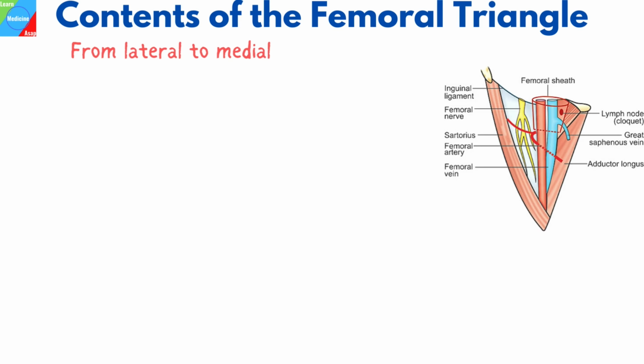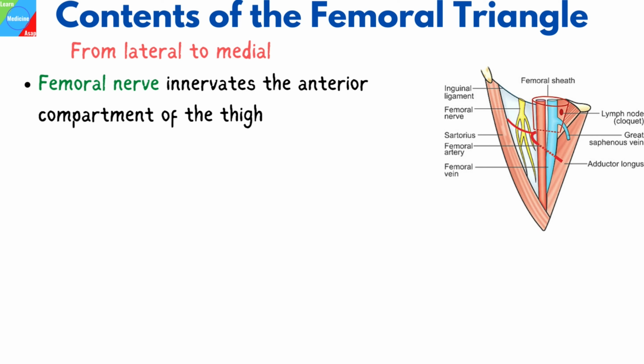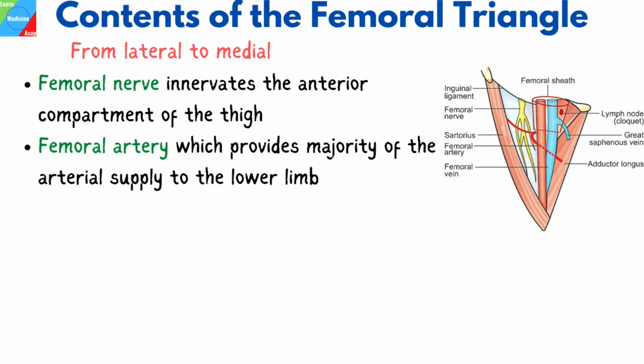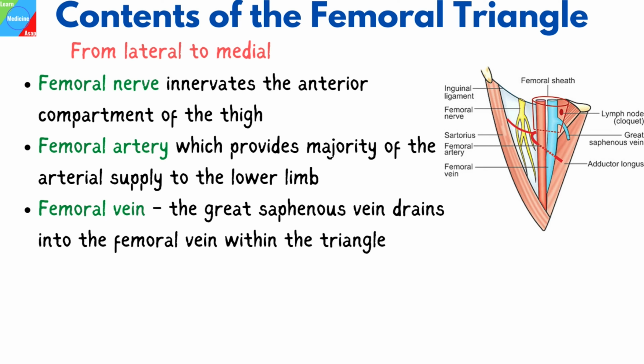Numerous important structures pass through the femoral triangle. The following structures are contained within the femoral triangle from lateral to medial. The femoral nerve innervates the anterior compartment of the thigh and provides sensory branches for the leg and foot. The next structure medial to femoral nerve is the femoral artery, which provides majority of the arterial supply to the lower limb. Medial to the femoral artery lies the femoral vein.